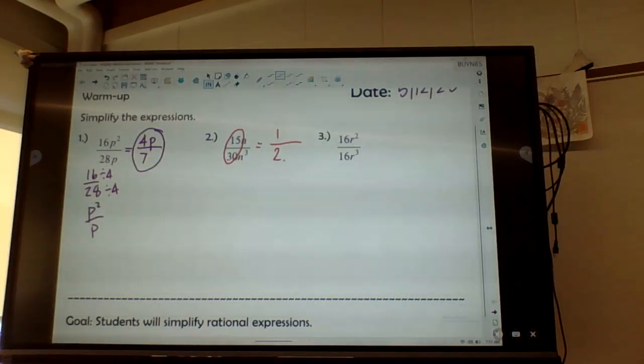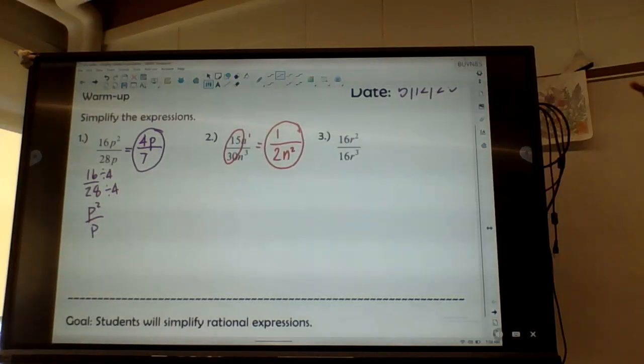And we look and see where there are more n's. There's 1 on top and 3 on the bottom, so there's 2 more on the bottom. We do need to leave the 1 as a placeholder on the top because this is still a fraction. This is not the same thing as 2n to the second, not in a fraction. We need to make sure it's 1/2 there.